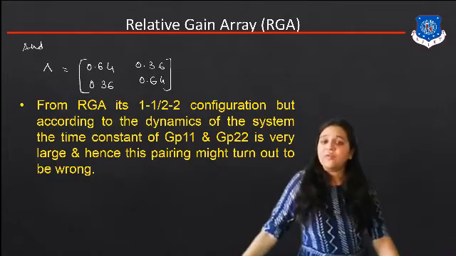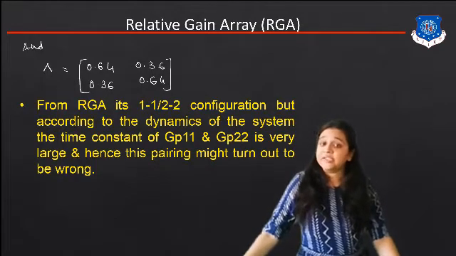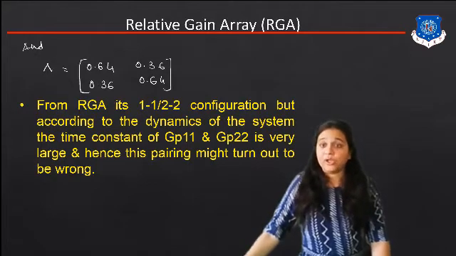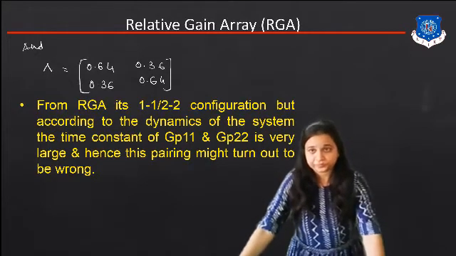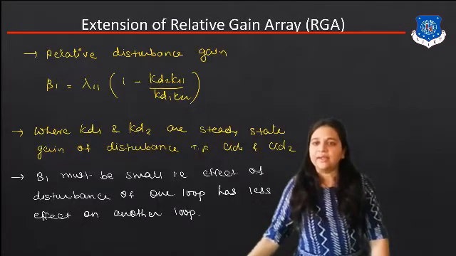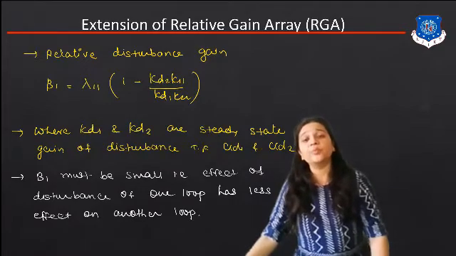the time constant of the GP11 and GP22 is very large, and hence this pairing might turn out to be wrong. Okay, because we can see the value of GP11 and GP22 is very large. So we have to use the extension of the RGA.